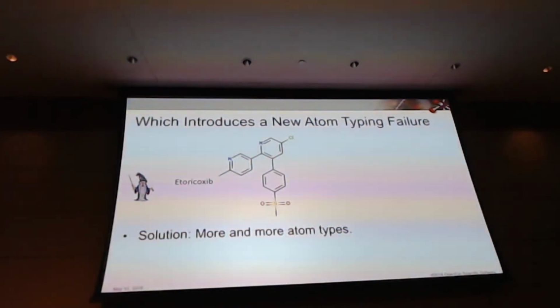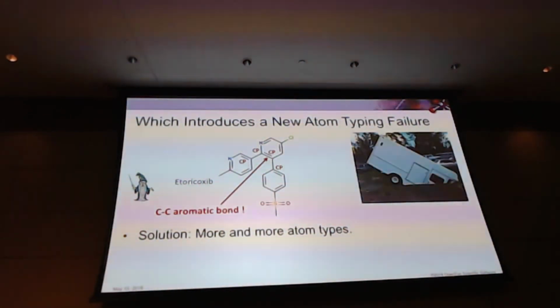In the same project, we then had this new series which became etoricoxib, which is actually a COX-2 selective inhibitor from Merck sold in Europe. But here you had the two CPs across that bond. When you put the two CPs across this bond, now your aromatic bond with the CP-CP single bond was through something which needed to be a double bond. So once again, we drove into the pit. So the solution was more and more atom types.